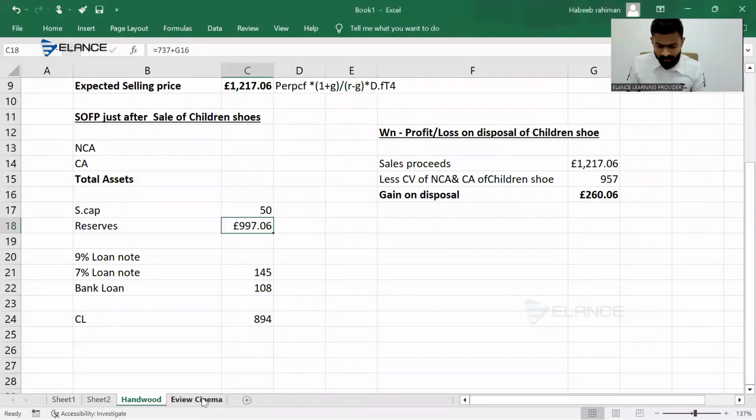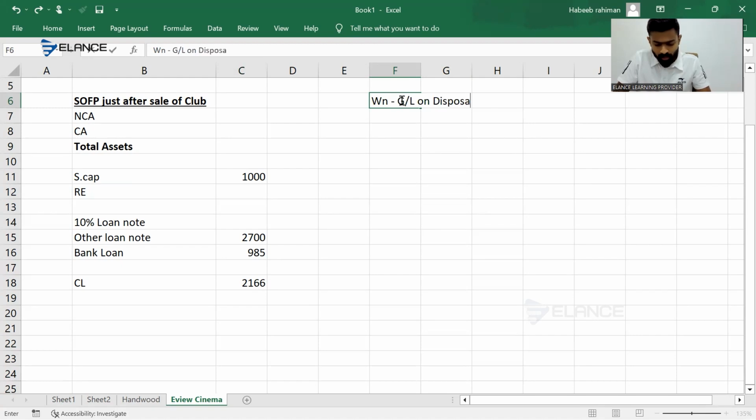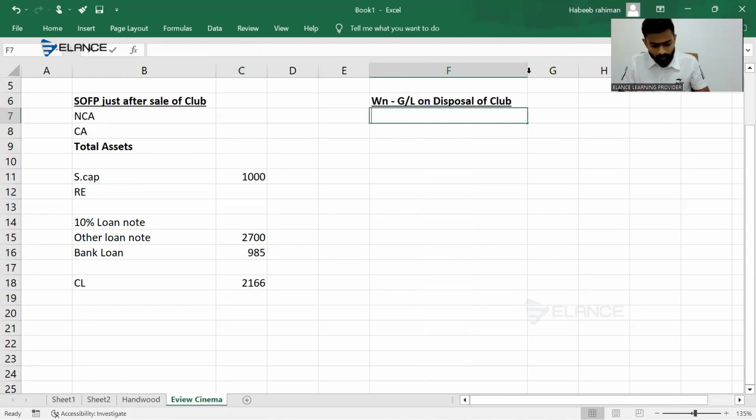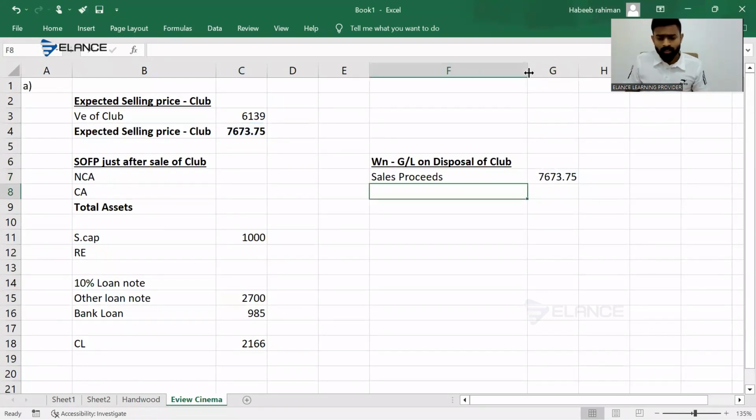Hopefully, you tried yourselves. Here, I'll start a working note similarly: gain, or it could be a loss, on disposal of club. What is the expected sales proceeds? That's what we calculated above, the sales proceeds. It is 763. And then the carrying value of non-current asset and current asset of club.